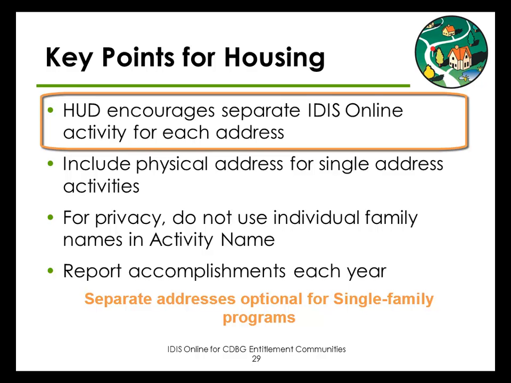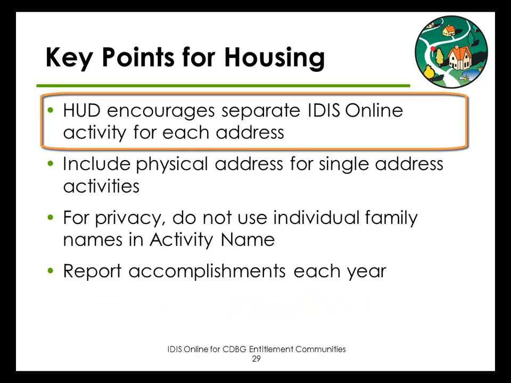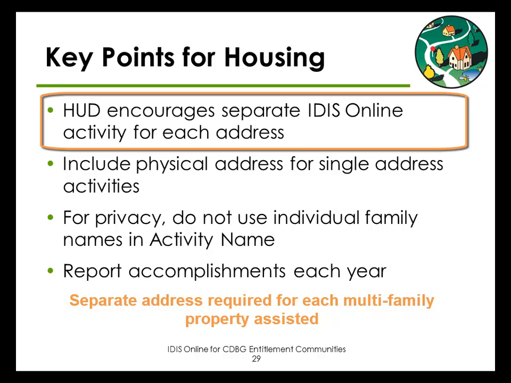Grantees could set up one activity for their single-family housing rehab program and report all units they assist under that one activity. In the address location field for the activity, the grantee would use community-wide or the name of a specific target area. In a future upgrade, grantees will be able to report multiple addresses for one activity, but that's not available at this time.